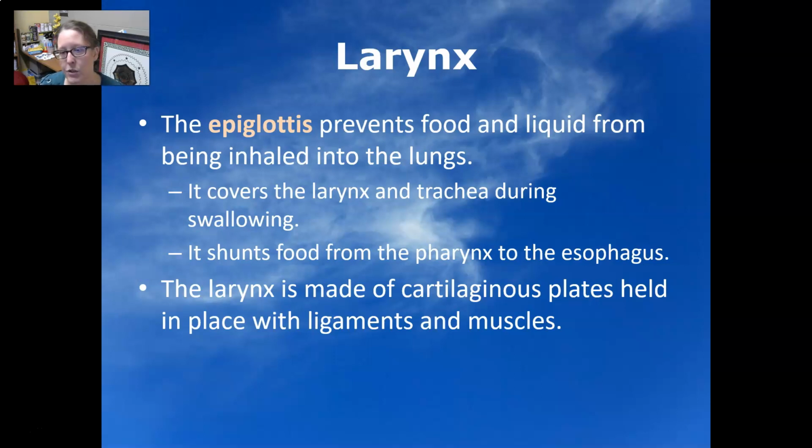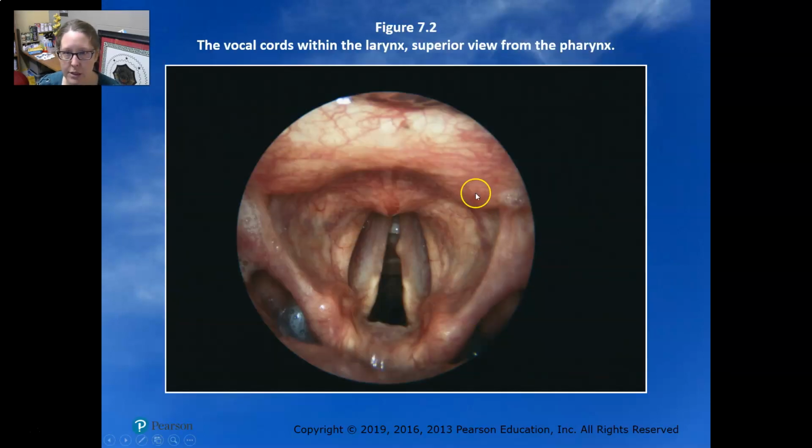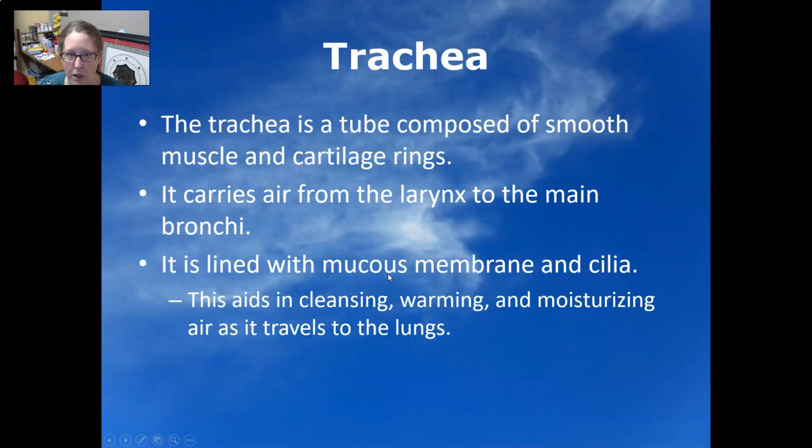The larynx is made of cartilaginous plates that are held in place with ligaments and muscles. So there are no bones in there. It's just cartilage, ligaments, and muscles. This is what the epiglottis and the larynx look like viewed from the pharynx. So the view is going down. Past that is the trachea, and that is the opening here. The trachea is a tube composed of smooth muscle and cartilage rings. It carries air from the larynx, the voice box, down to the main bronchi.